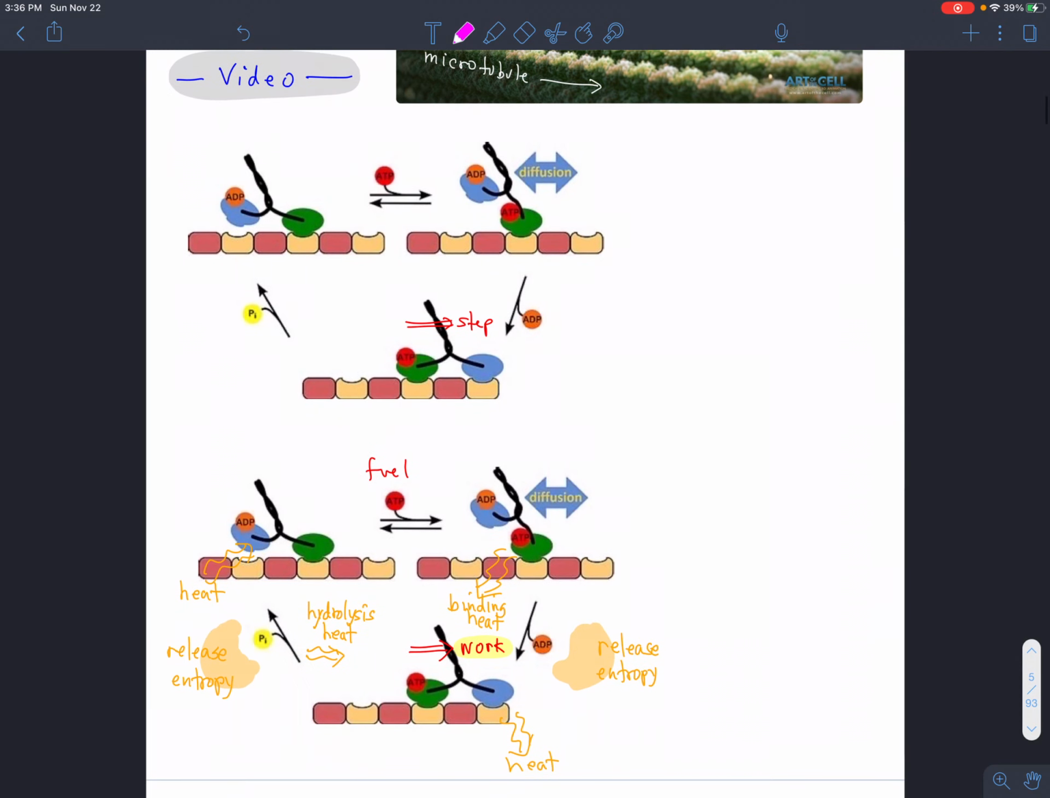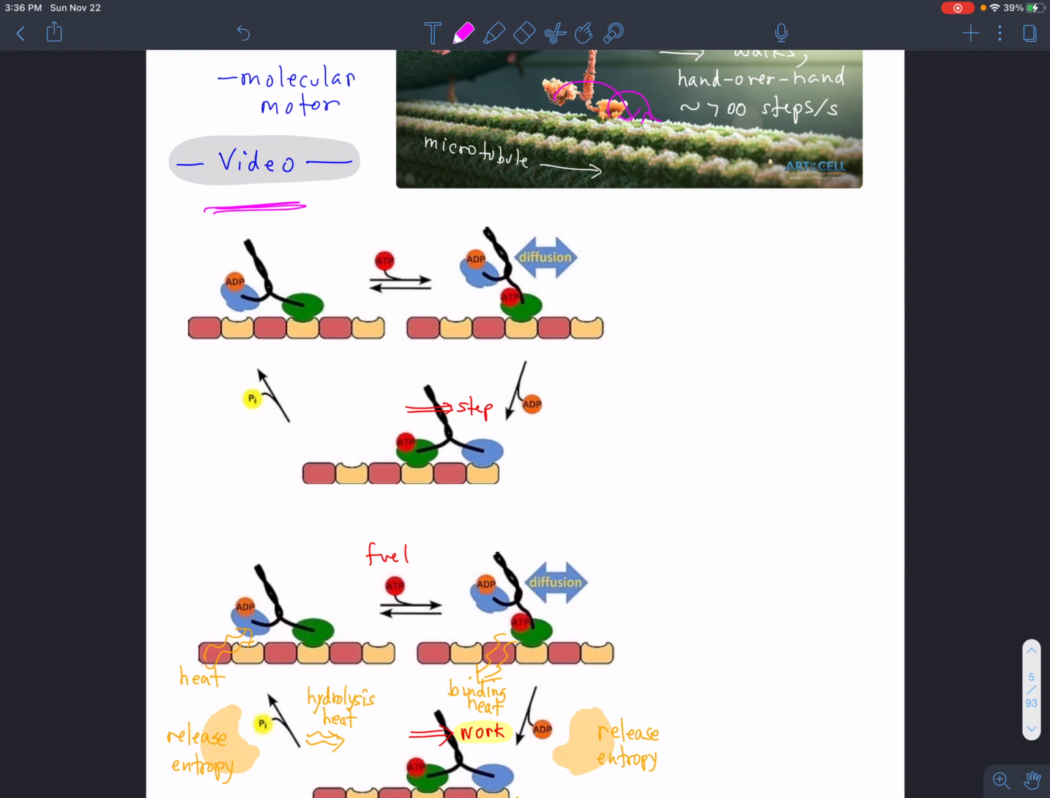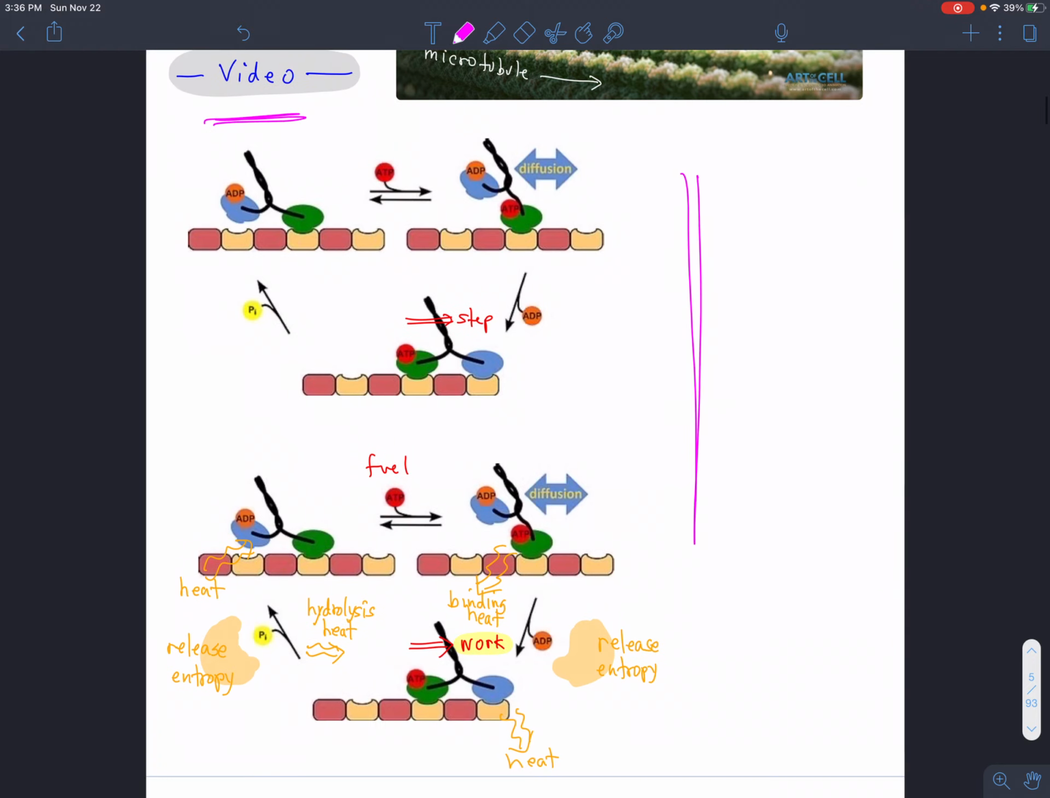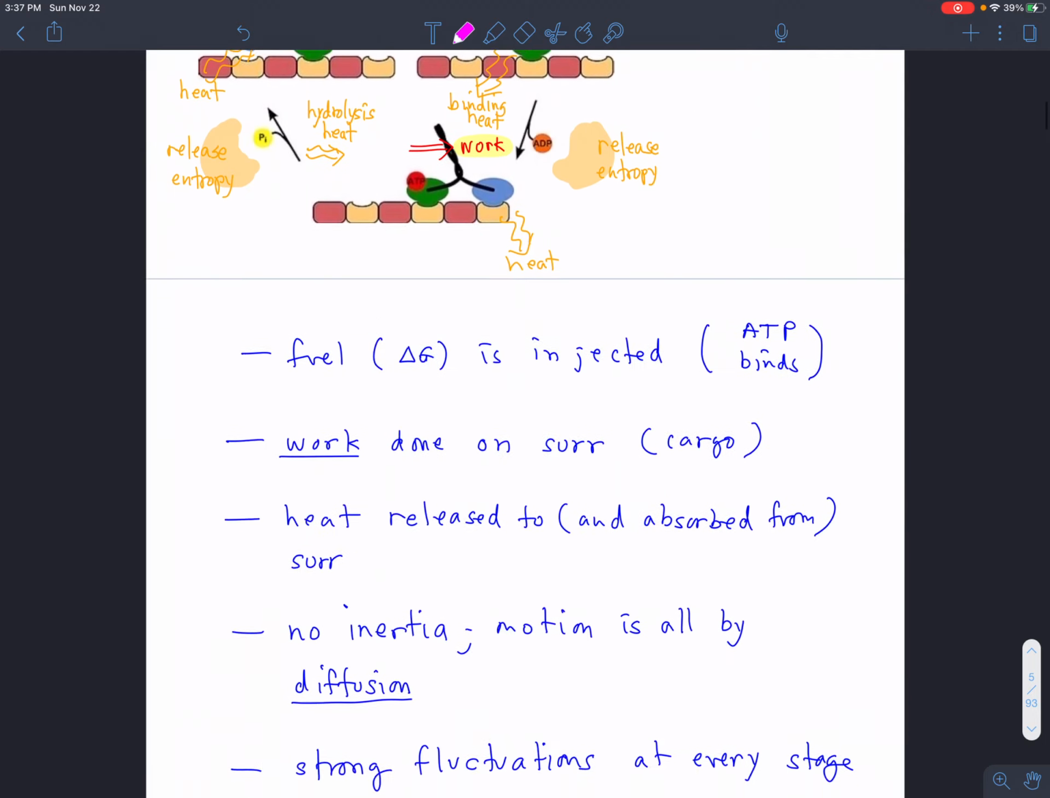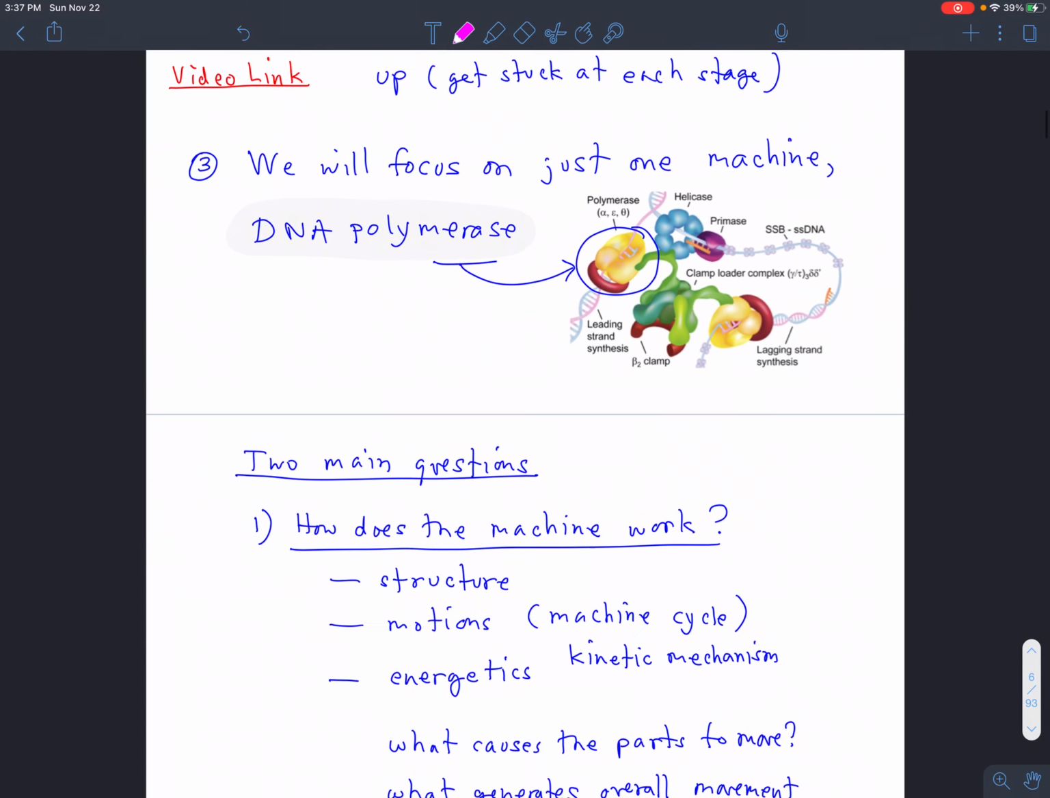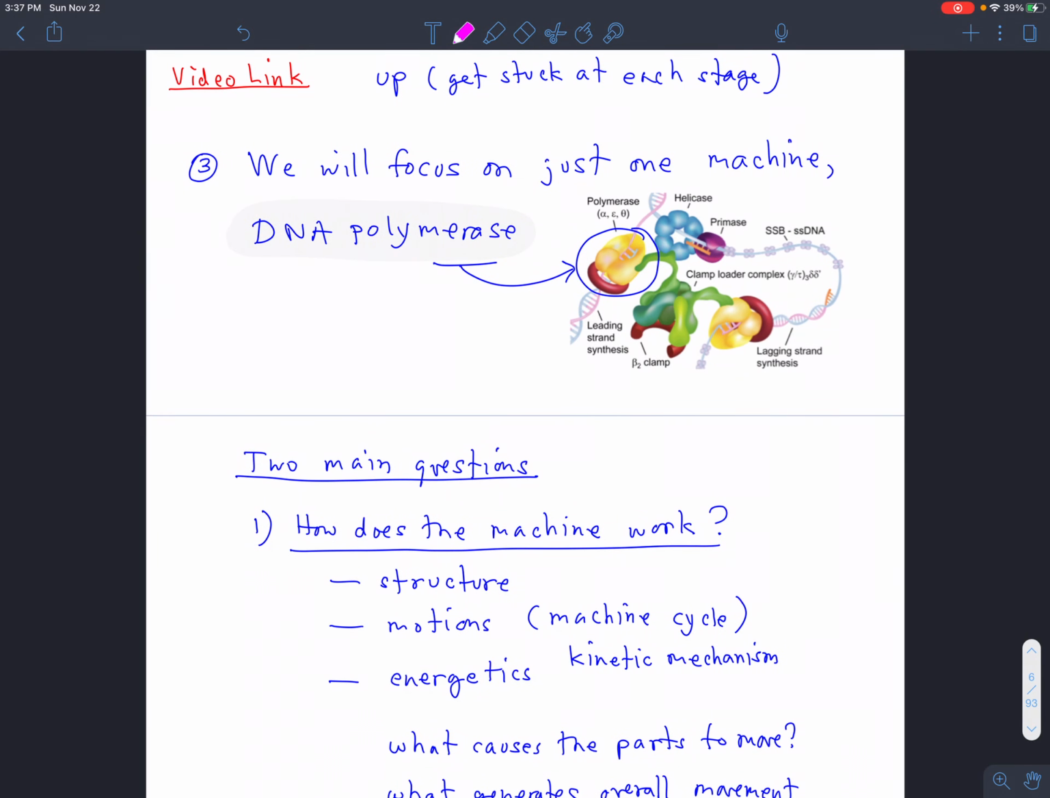And we looked a little bit at how it moves in a video, and then how that all works with this sort of mechanism. This is really a form of a kinetic mechanism. We'll look much more closely at what that means in a minute. But that was all sort of general and vague. Now we're going to look at one particular machine, the DNA polymerase, which is one of the molecules that was in the movie we showed earlier.